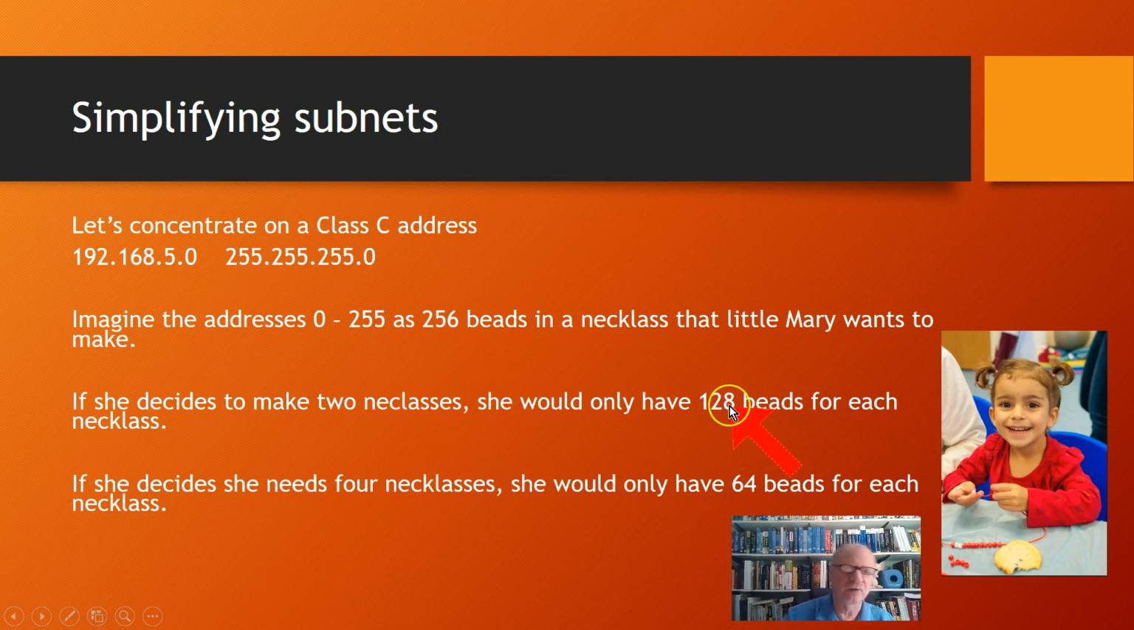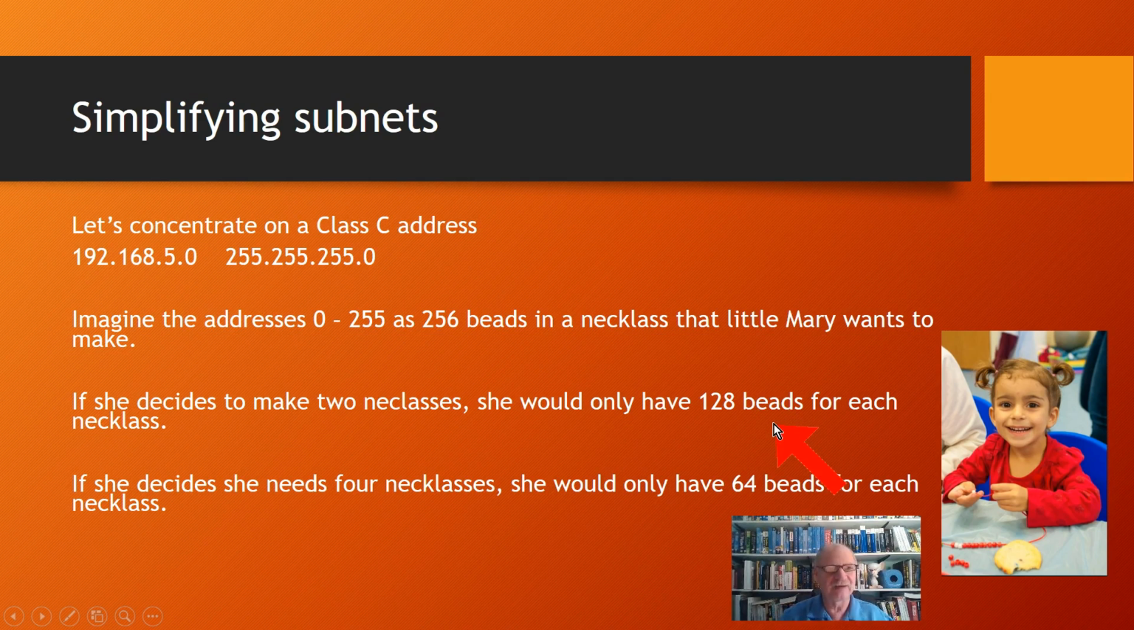However, remember that when she has 256, two of those beads are cracked, right? One of them is the network address, one is the broadcast address. Now when she makes two of them with 128 beads each, now she's got four cracked beads because one necklace has a network bead and a broadcast bead, and the other necklace has a network bead and a broadcast bead.